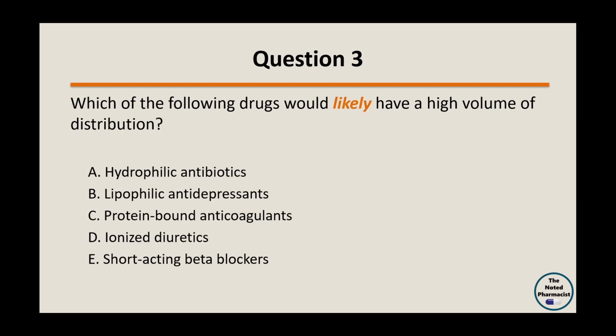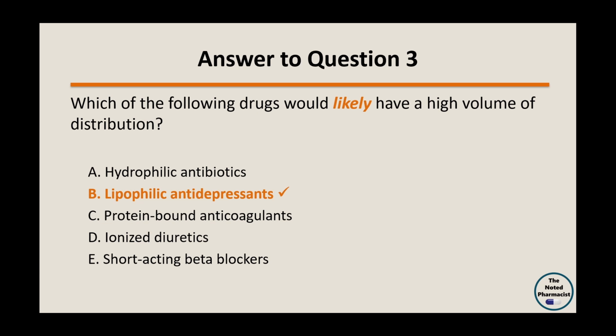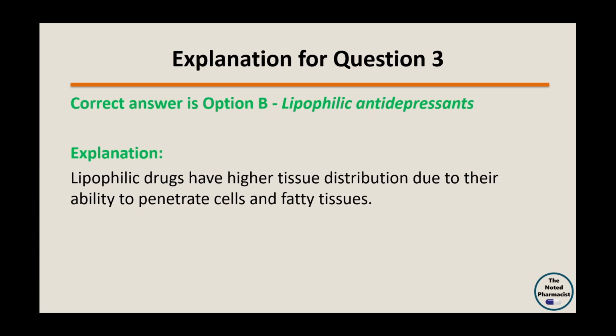Question 3. Which of the following drugs would likely have a high volume of distribution? Option A, hydrophilic antibiotics. Option B, lipophilic antidepressants. Option C, protein-bound anticoagulants. Option D, ionized diuretics. Option E, short-acting beta blockers. The correct answer is option B, lipophilic antidepressants. The explanation is as follows.